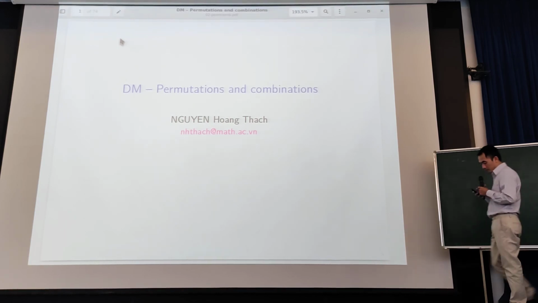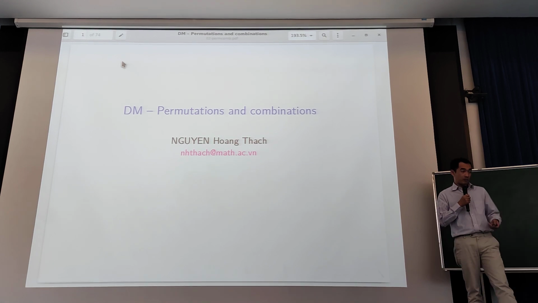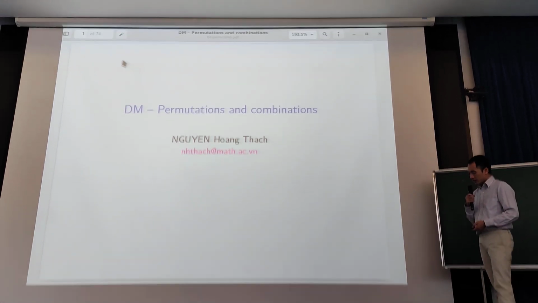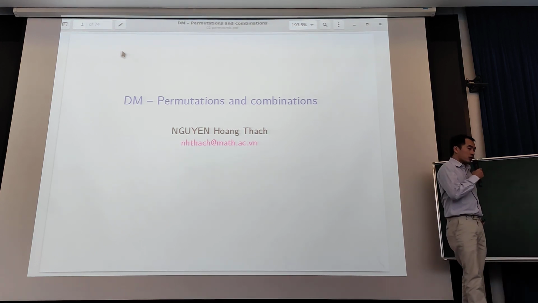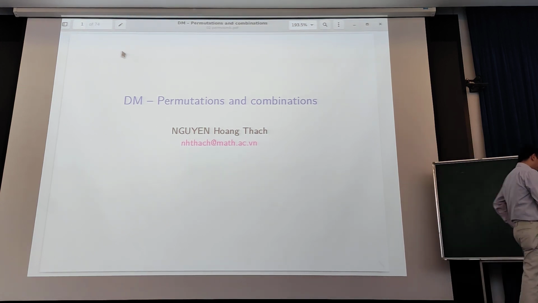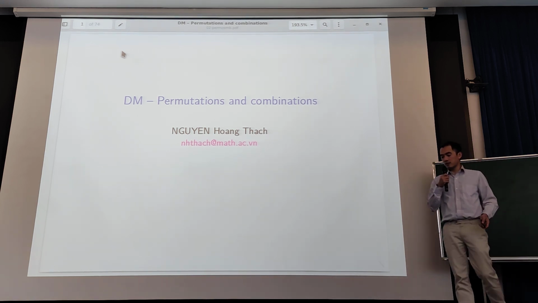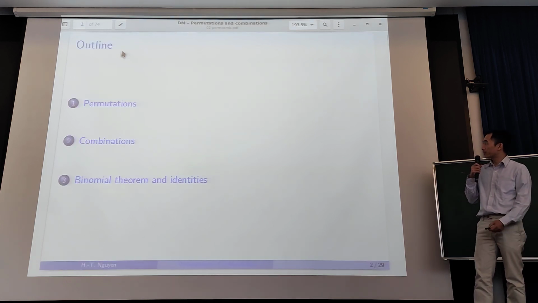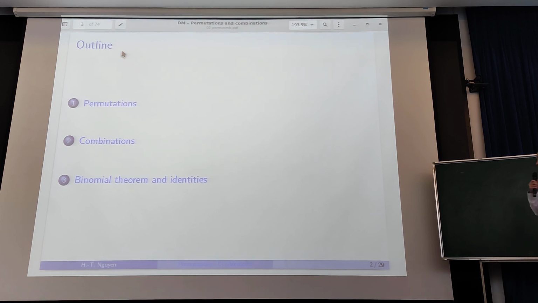So, today we talk about some basic formulas in counting, namely permutations and combinations. They are the most simple notions, which are direct applications of the rules that you saw last week. Okay. So, the talk today will be divided into three parts.